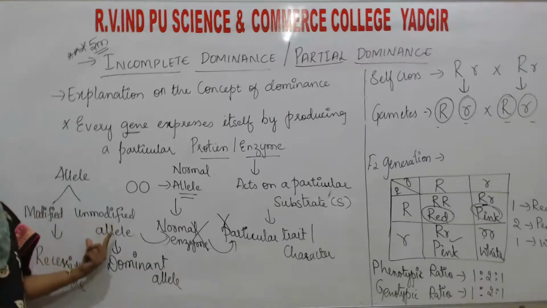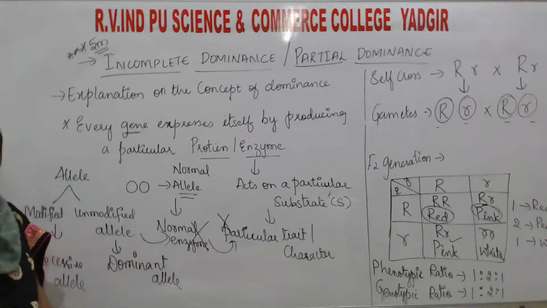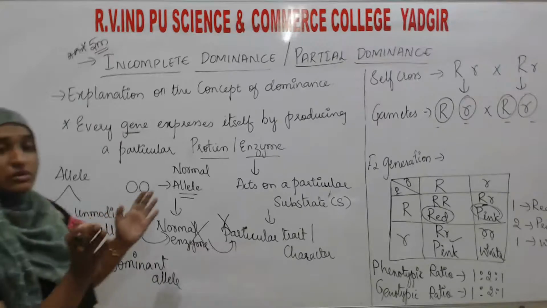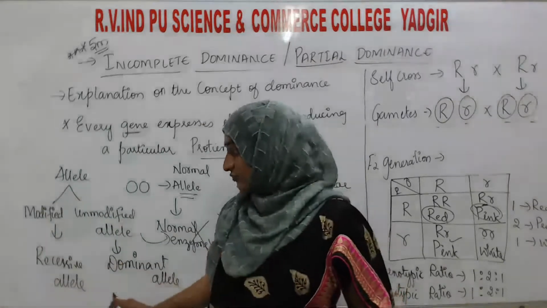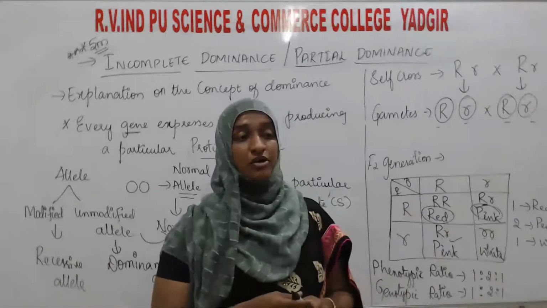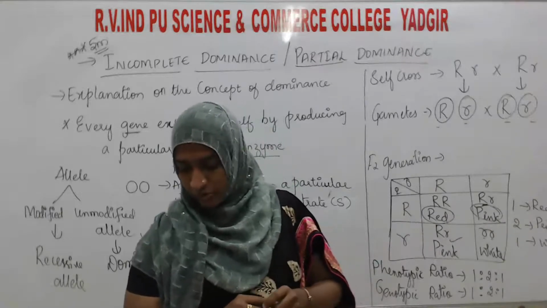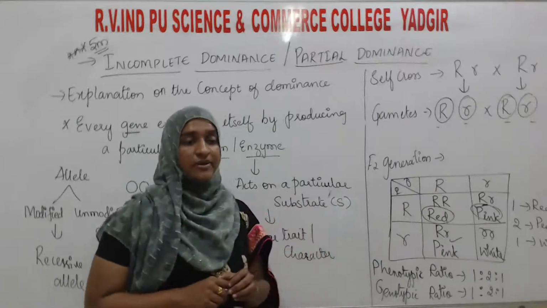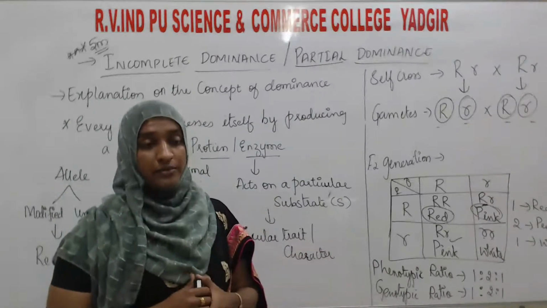Because the modified allele will not produce any enzyme for a particular trait, here both the alleles, the genes, are going to be mixed up, by which they are incompletely dominant over the recessive gene. So this is about the incomplete dominance. Next topic is codominance.